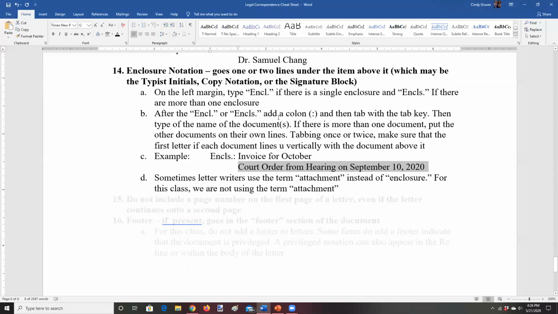Sometimes people refer to documents that are included in the letter as attachments instead of enclosures. There is a slightly different meaning between the two. For this class, we're just going to use the term enclosure. Just know some law firms are picky and they want you to use the right term. And so be aware that there is somewhat of a distinction that you might be exposed to at some point. But for our purposes, we're just going to use enclosure or enclosures.